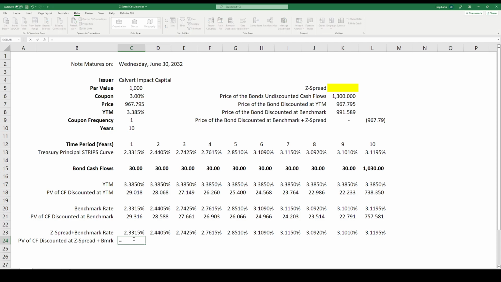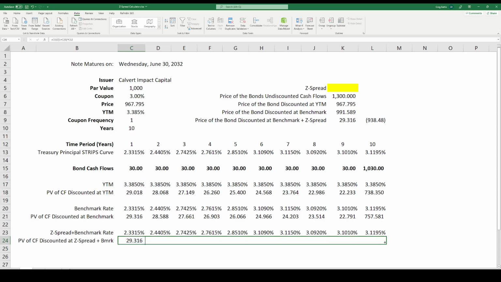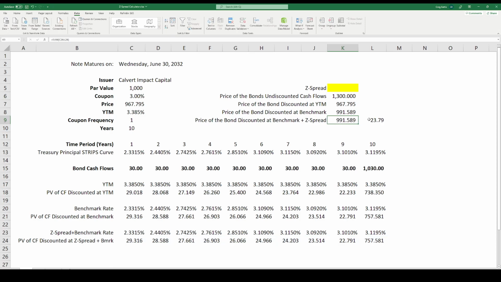We're going to set up our formula to discount the bond, so we're going to take C15. We're going to divide that by 1 plus the z-spread plus the benchmark, raised to the power of the period. We can drag this across too, and now we have a price of the bond discounted at benchmark plus z-spread value here. This is just a sum of the cash flows.